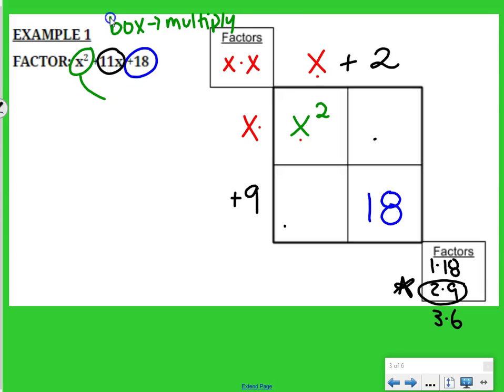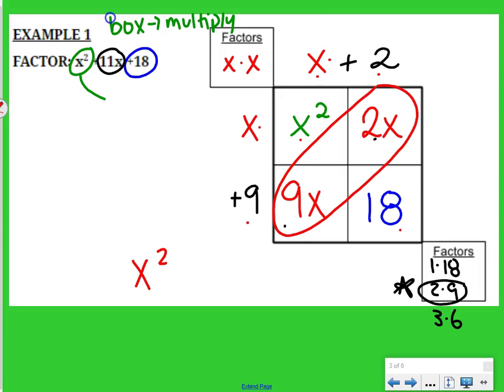Now let's finish the box. Make sure it works. x times x is x squared. x times 2 is 2x. x times 9 is 9x, and 9 times 2 is 18. When we did the box multiplication, x squared came down. Add up your diagonal. 2x plus 9x is 11x. Nice. And then 18. So it matches.